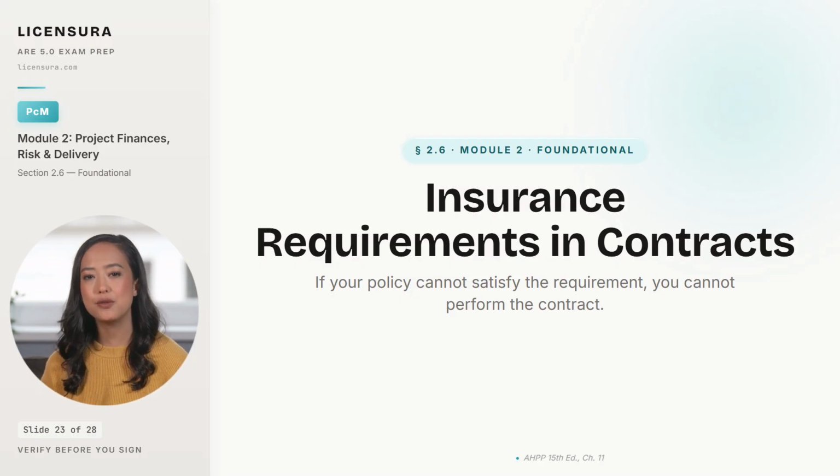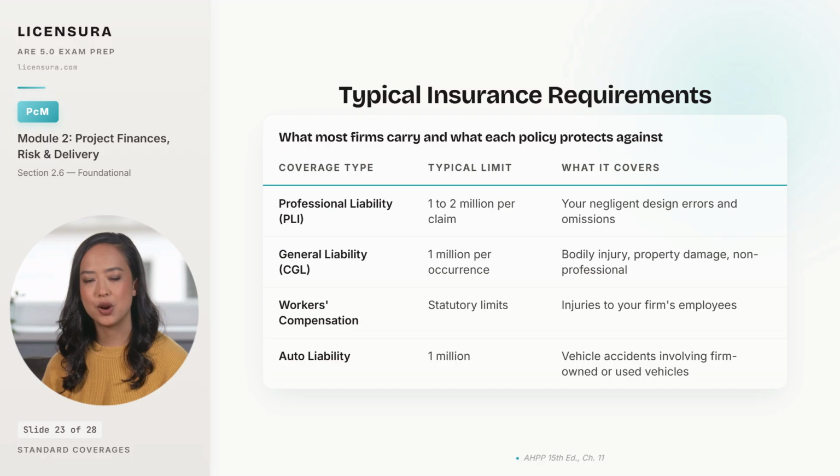The cost of broker review is a single email, while the alternative is a coverage denial on the day you need the policy most. Start with what is standard. 4 coverages, 4 typical limits. 4 coverages, and each one protects against a different category of claim.